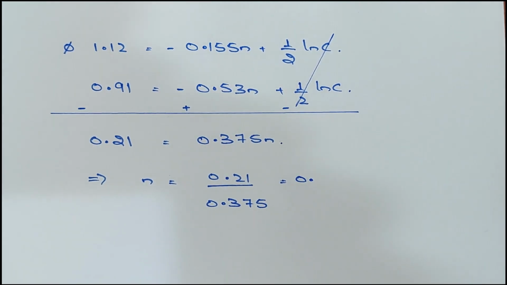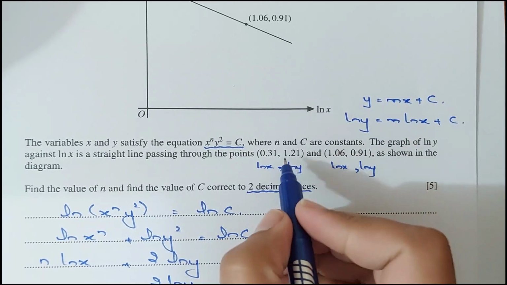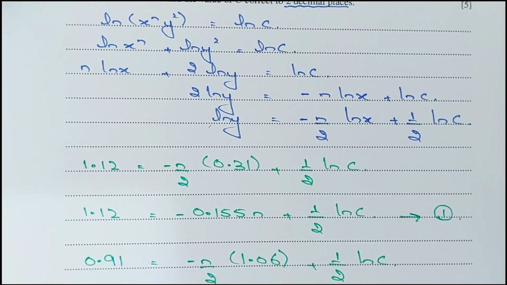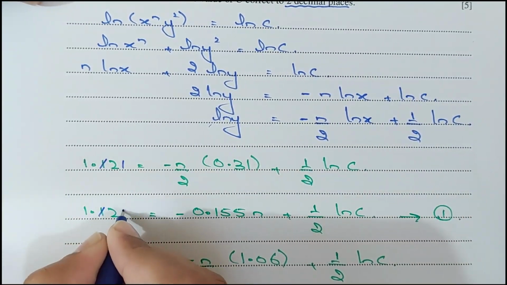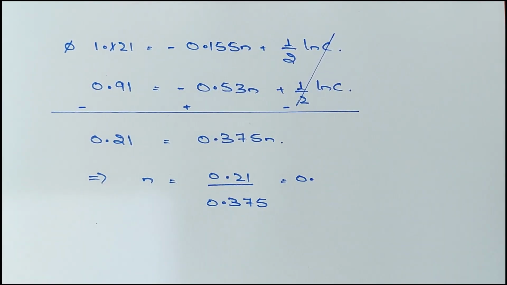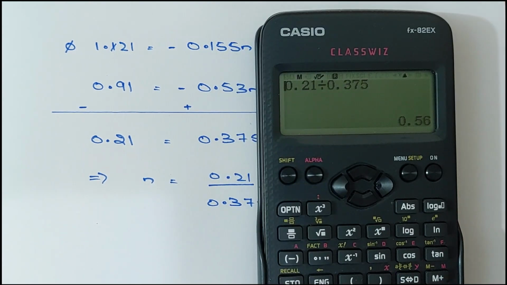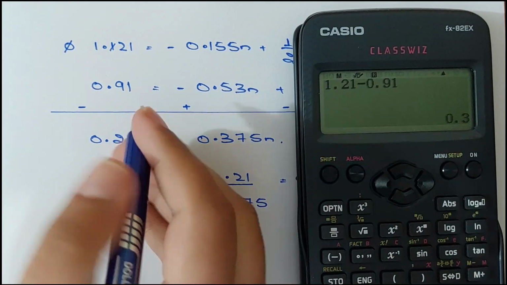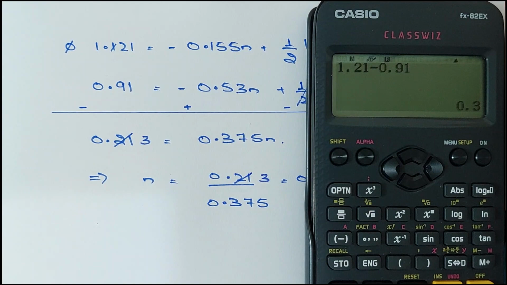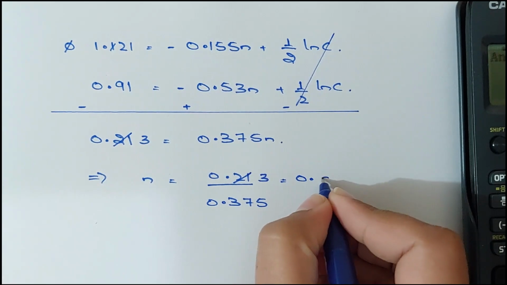Sorry, I made a mistake over here. I put the wrong point. The point is 1.21, not 1.12. Yes, this is 1.21, here and over here. Now let me solve this. 1.21 minus 0.91 is 0.3, and 0.3 divided by 0.375 is 0.8. 0.8 is the n value.